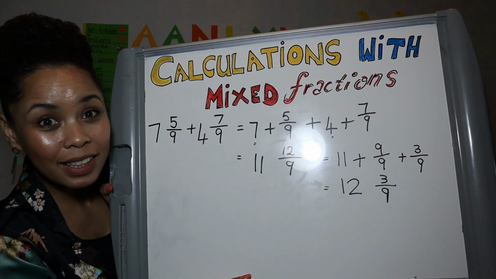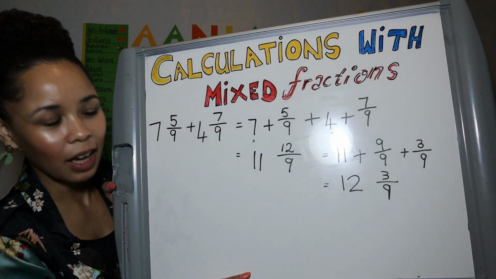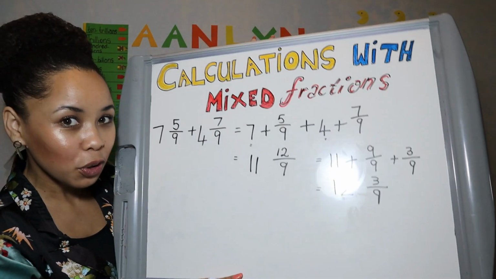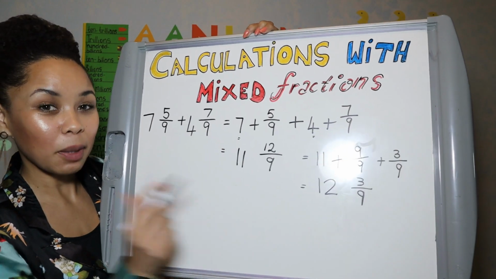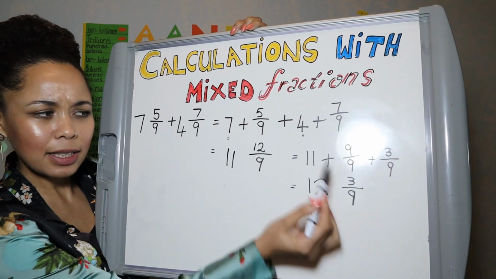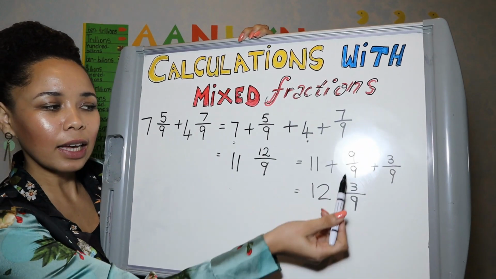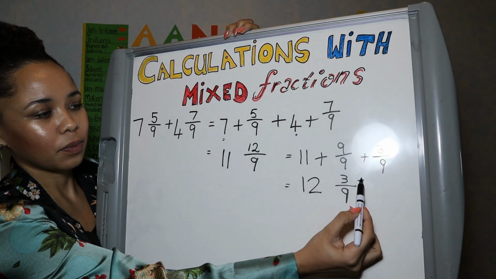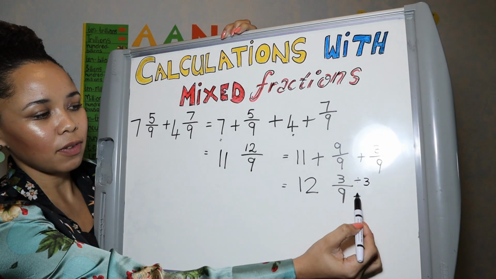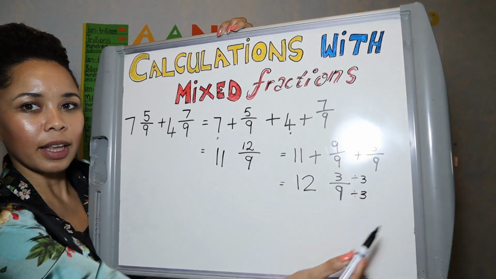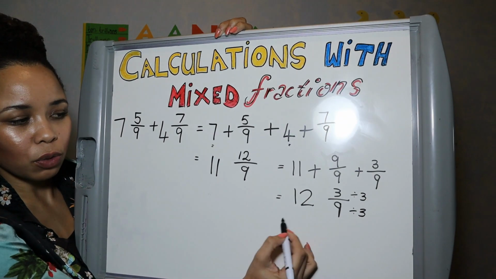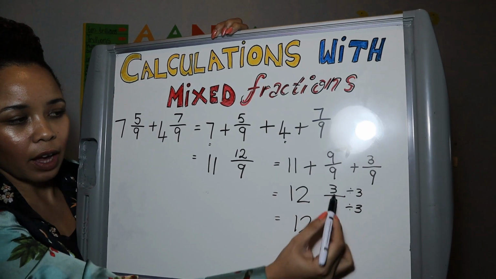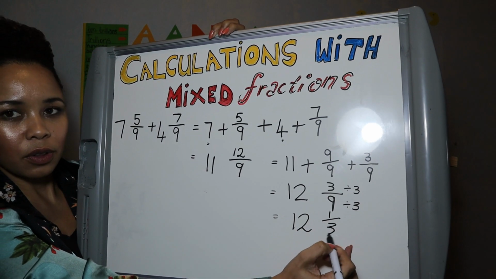What? I'm not done? Correct, I'm not done. Remember, you always simplify until you can't simplify anymore. And when I look at my fraction at the end, I can still simplify that fraction. I can divide both of them by 3. Divide by 3 on top and divide by 3 at the bottom. And that means my final answer would be 12 and 1/3.